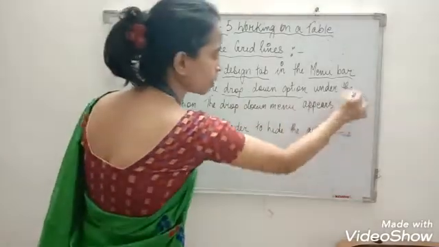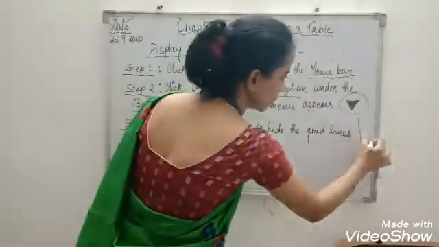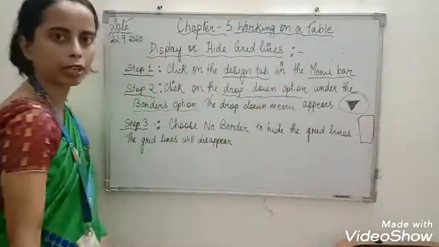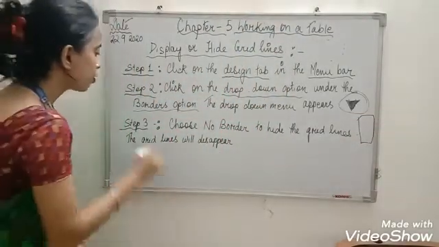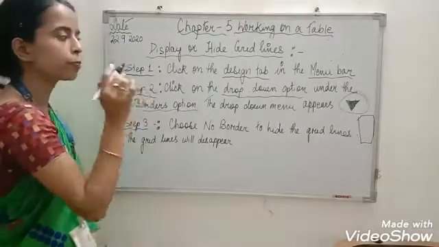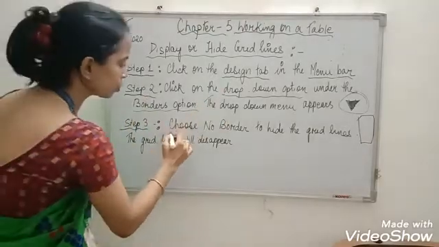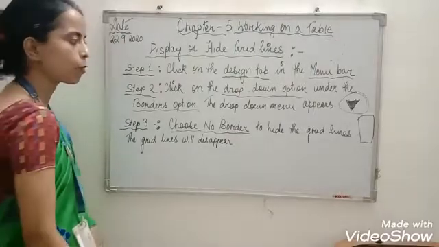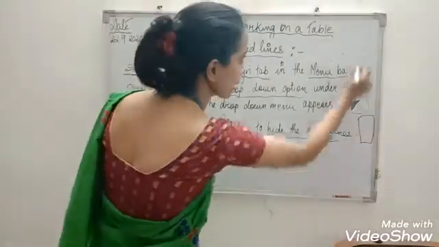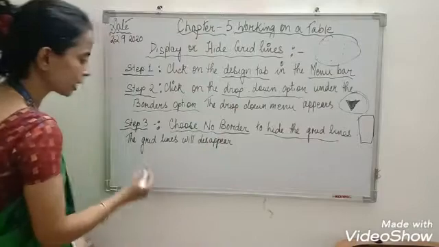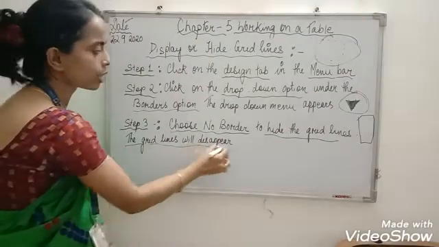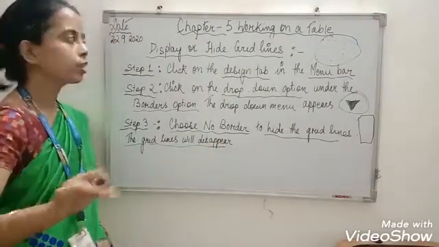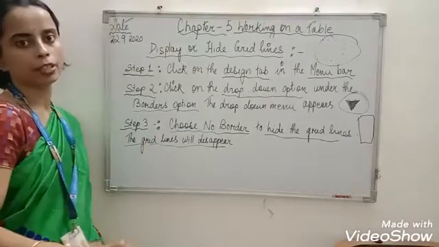Right. The drop down menu appears. Once you click the drop down option, one menu will appear there. Correct. From there, step 3. From that menu, you have to choose no border. Choose no border to hide the grid lines, and the grid lines will disappear.